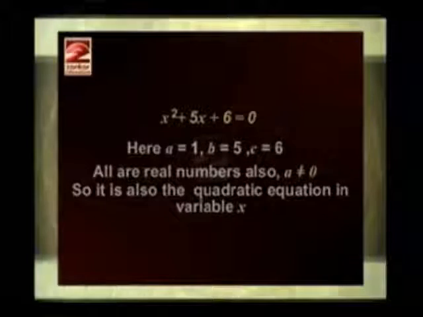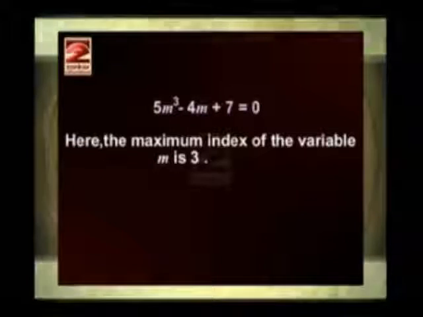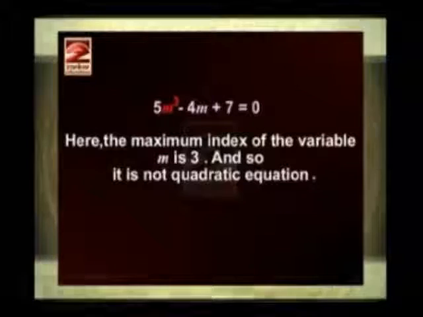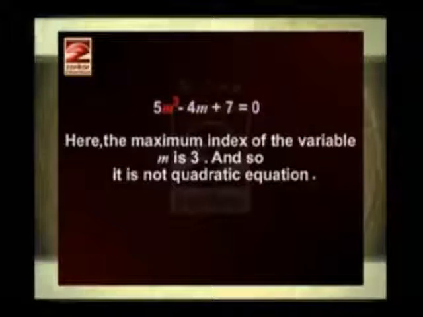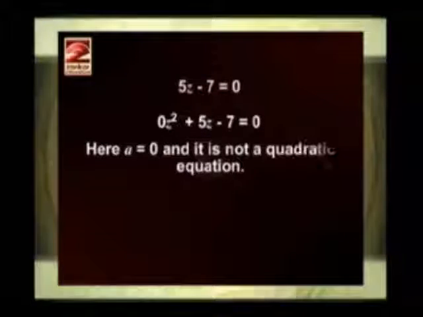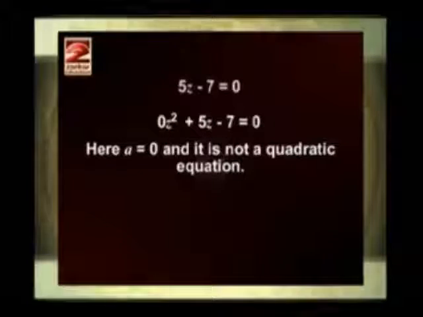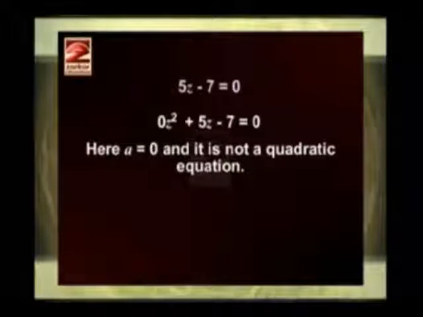Now the next one is 5m cube minus 4m plus 7 is equal to 0. Here the maximum index of the variable m is 3 and so it is not the quadratic equation. Next one, 5z minus 7 is equal to 0. That means 0z square plus 5z minus 7 is equal to 0. But here a is equal to 0, so it is not the quadratic equation.